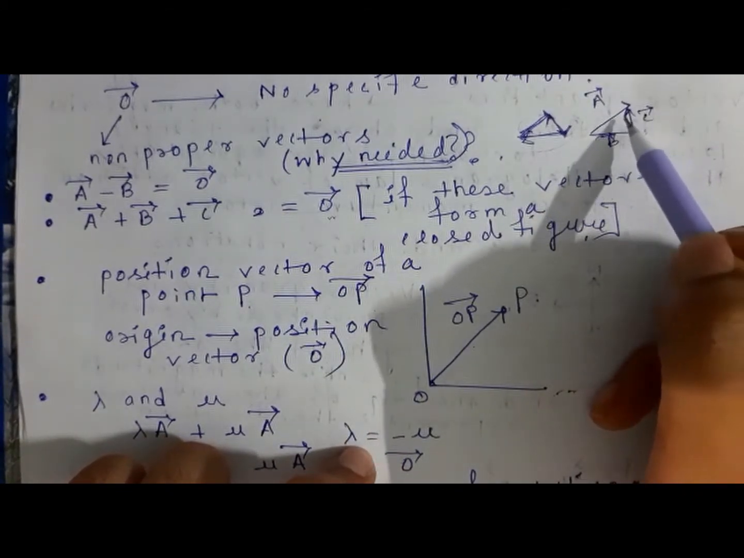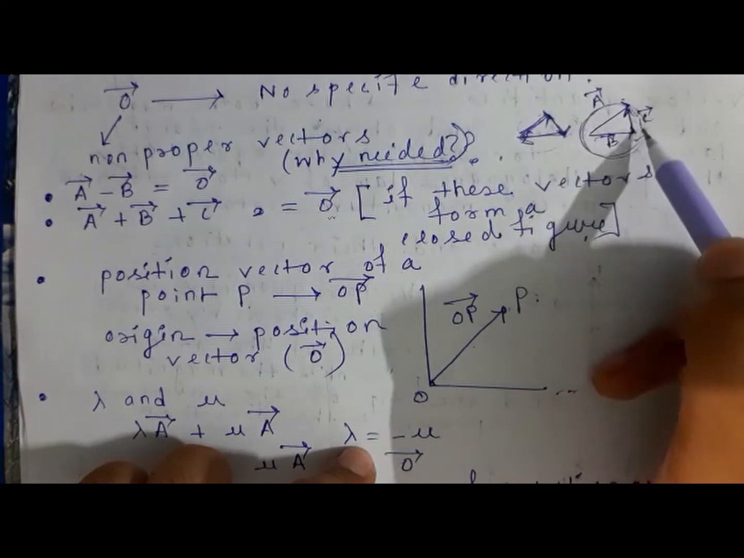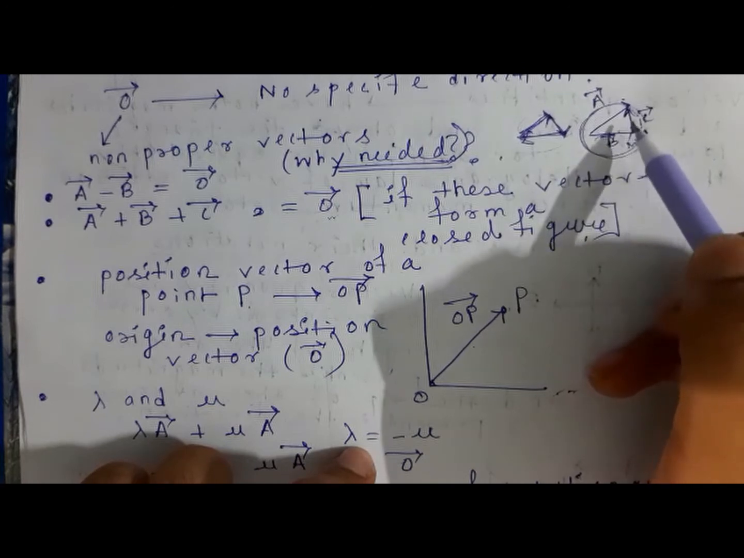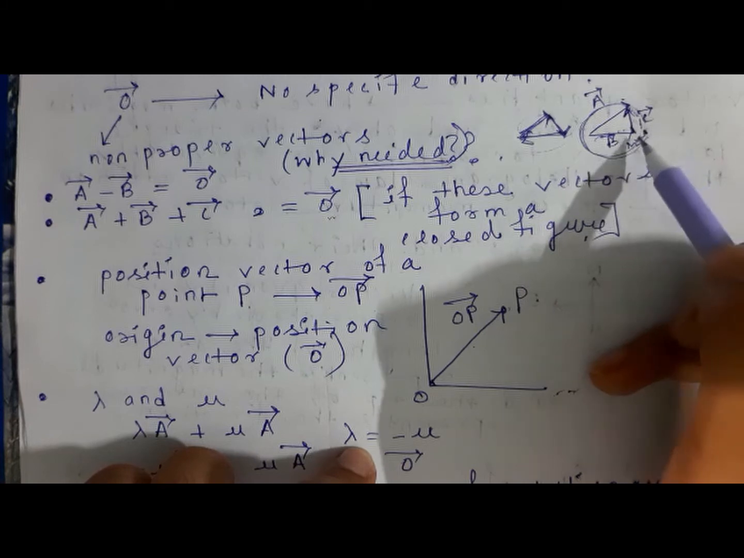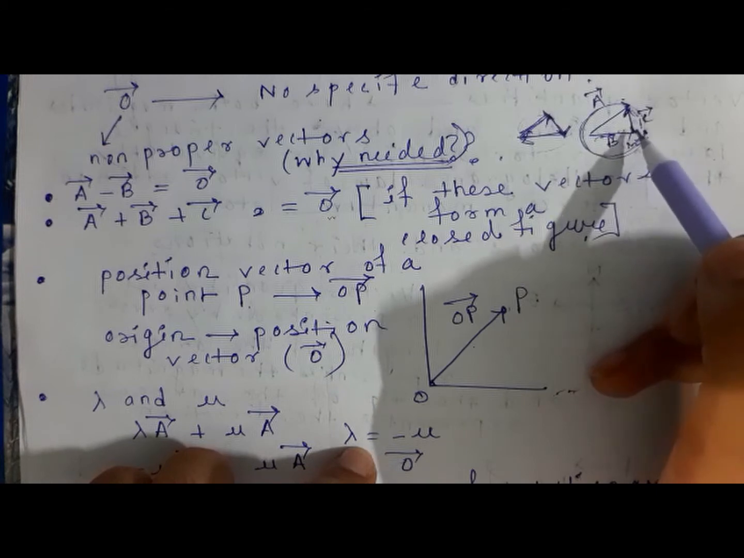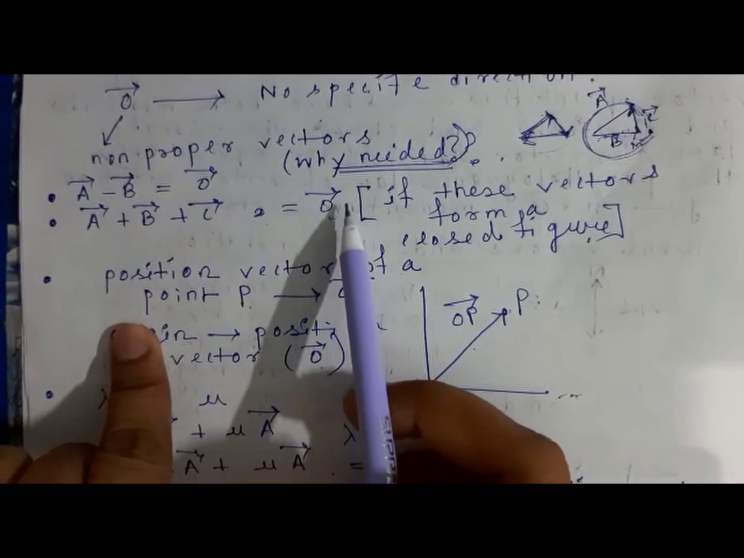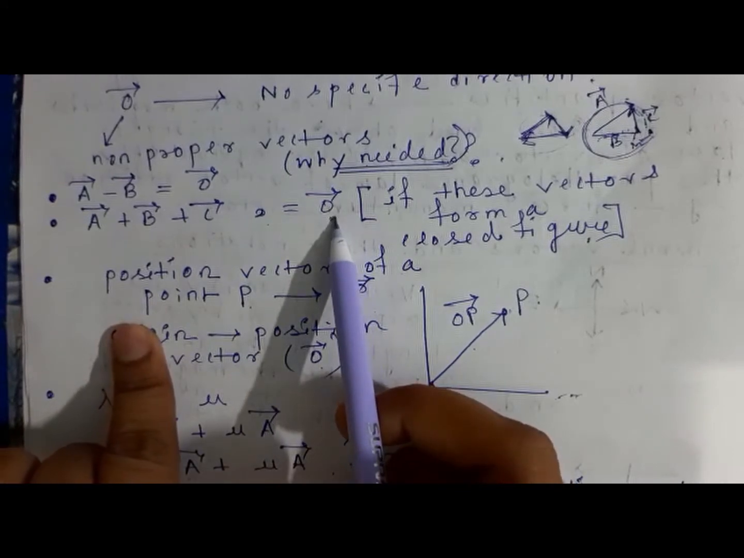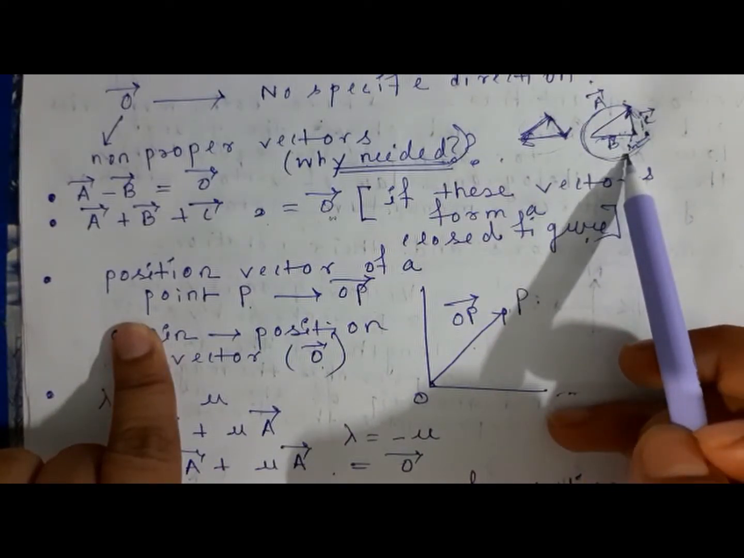But here you cannot draw any resultant vector, because it is forming a complete closed figure. You cannot draw any displacement vector over here. All are position vectors. So in that case your summation is going to be 0 vector, because it is forming a closed figure. All right.